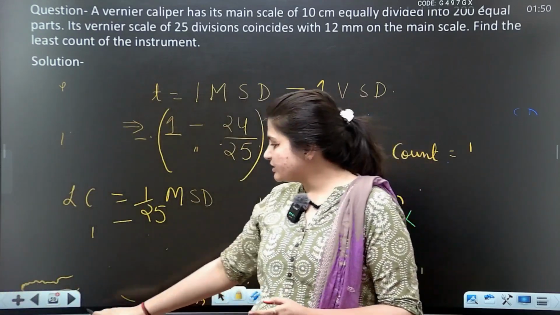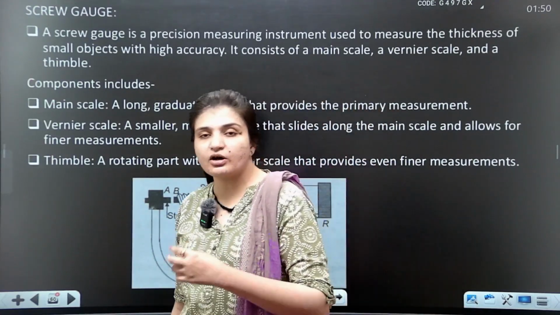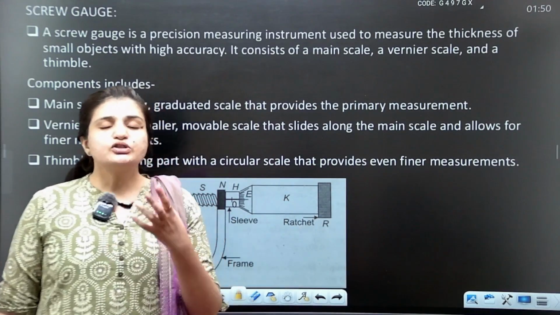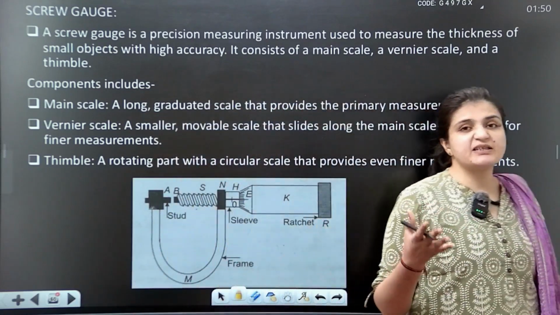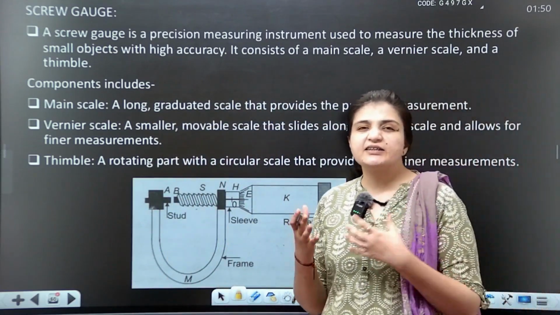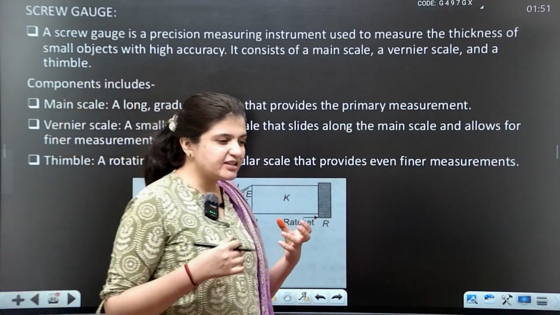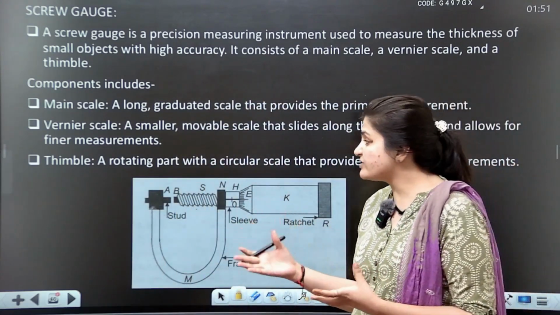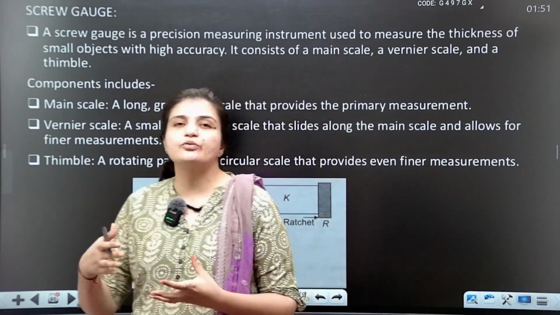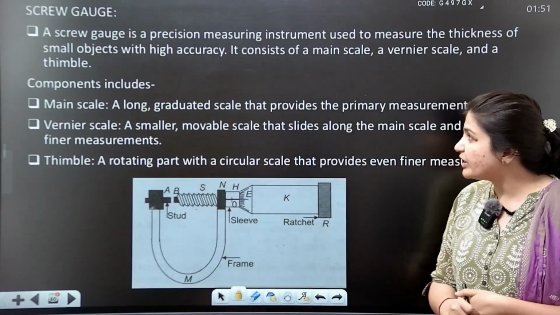Now students, we will go further. We will have the next device which is called the screw gauge. So students, what is the screw gauge used for? Screw gauge is basically used to find the thickness, and it gives the answers to a more accurate level.